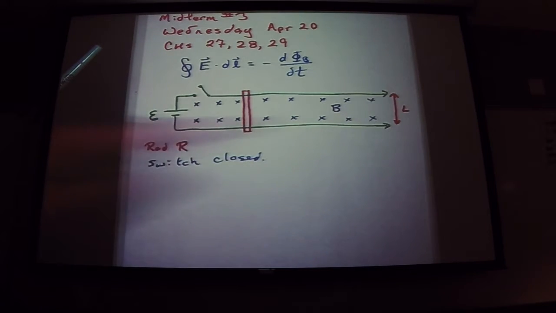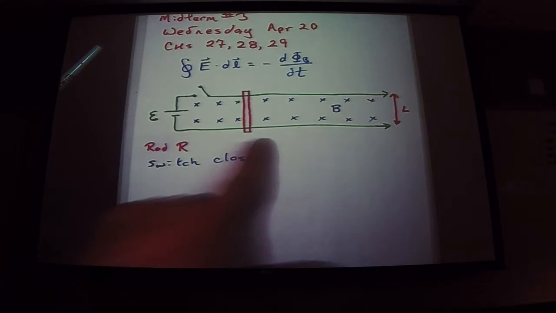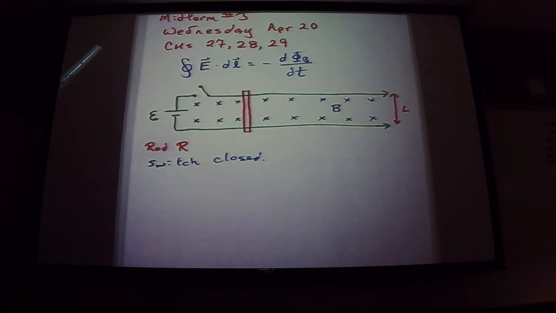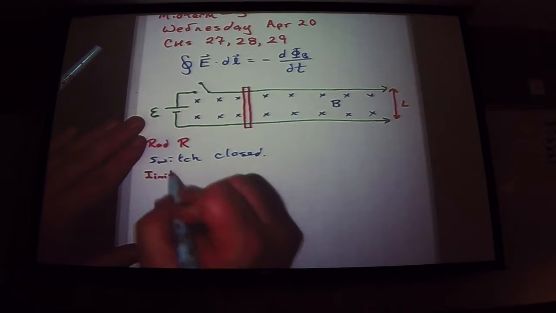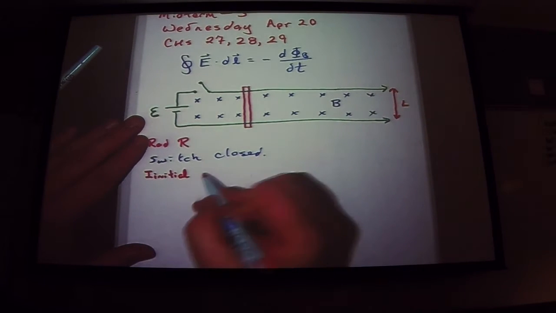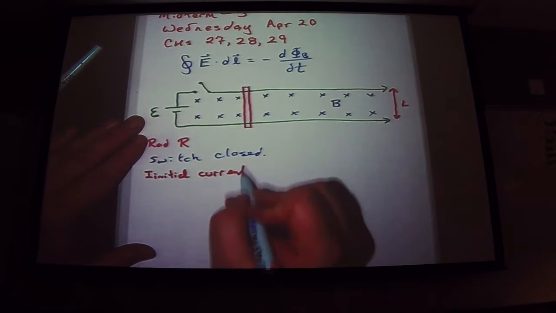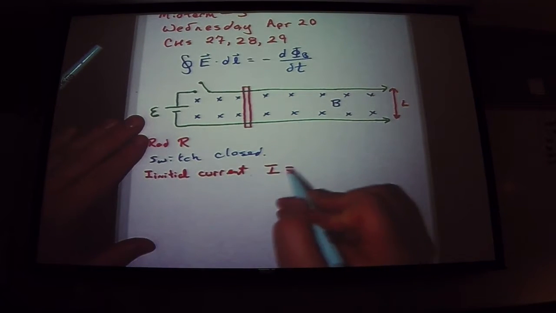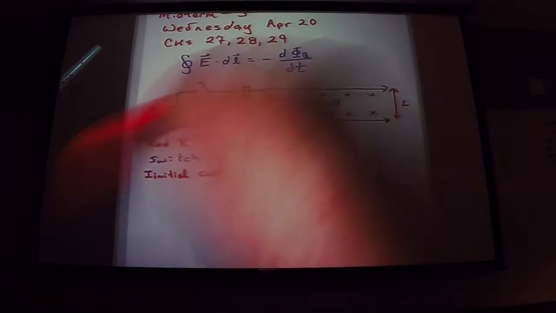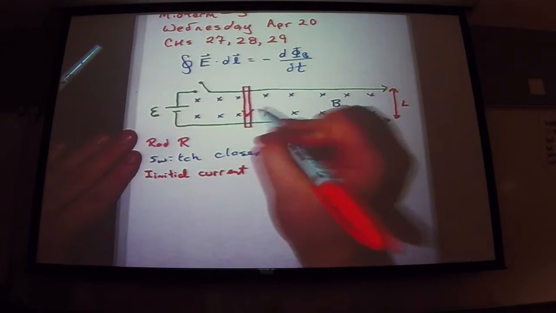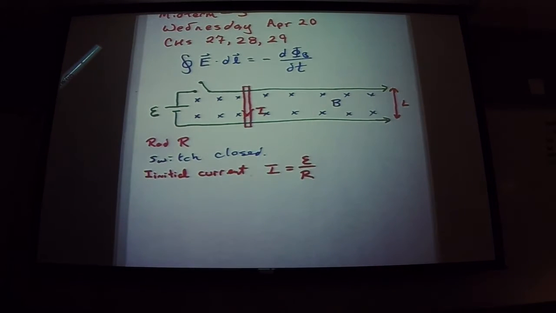Because you want that to be staying on here, and you'll see what happens as soon as we get this current flowing. What happens is there's a current flowing in this wire. So we have an initial current, which is equal to E over R. It flows from the positive side of the battery to the negative side. So you have your current I flowing in this thing.